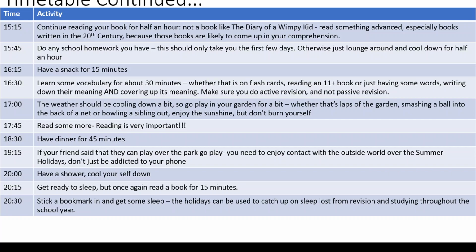These holidays can be used to catch up on sleep, lost from revision and studying throughout the school year. Because if you're constantly staying up till 9:30 every night on a weekday, just trying to get your 11 plus papers done, if you go to bed at 8:30 on the school holidays, you will honestly catch up on so much sleep and you'll feel so much better.